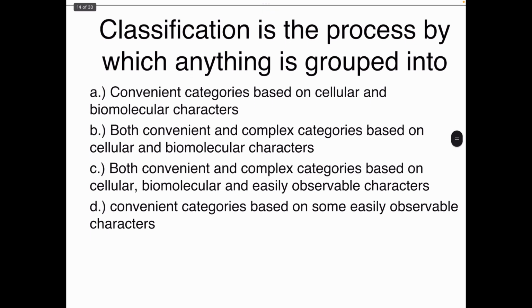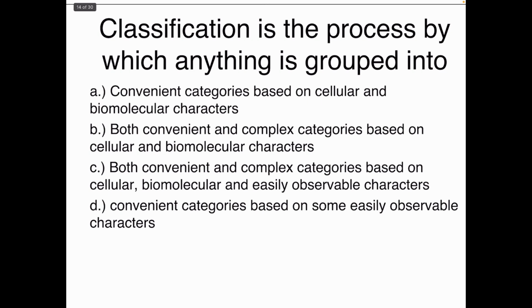This is a direct question from your NCERT. Classification is the process by which anything is grouped into: option A, convenient categories based on cellular and biomolecular characters. Option B, both convenient and complex categories based on cellular and biomolecular characters. Option C, both convenient and complex categories based on cellular, biomolecular, and easily observable characters. Option D, convenient categories based on some easily observable characters.